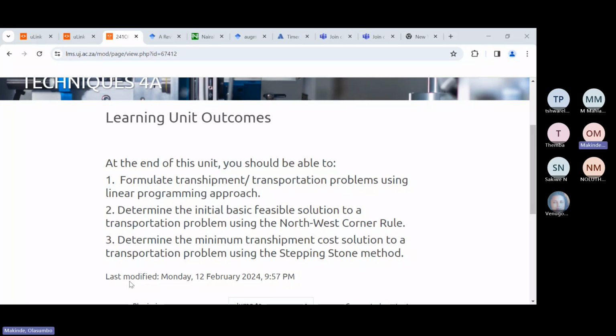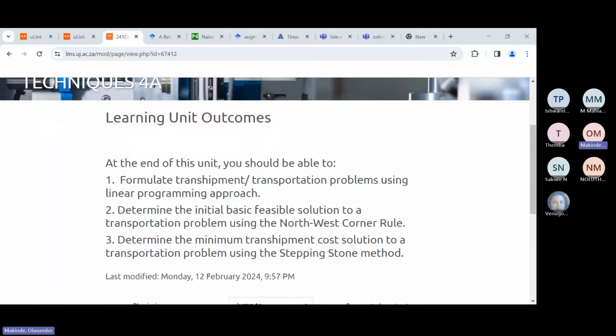So that if I have a mathematical model that represents that problem, then I can solve that particular mathematical model and get a solution to that transshipment problem, which I will now implement. I hope that makes some sense to you. So that is what a model is all about.